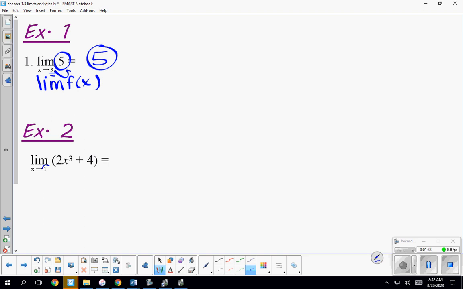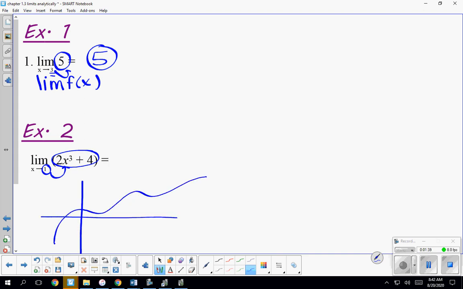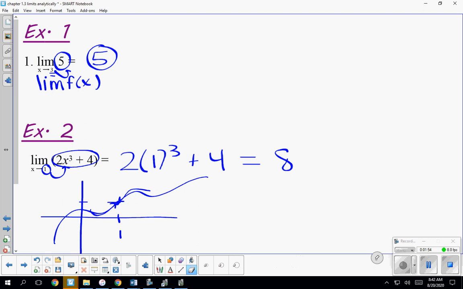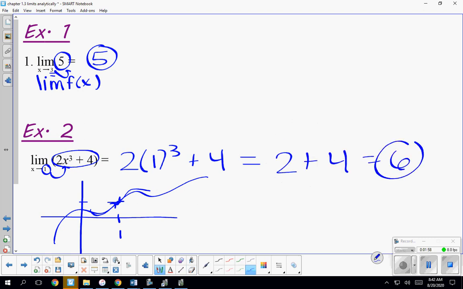A more common type of problem is example 2. Again, we want to see, can we just plug this in, right? And this is a polynomial. Polynomials are going to be continuous everywhere, so at 1, we're going to be approaching the same value as the y value. So we just try to plug it in. So this is going to be 2 times 1 to the third plus 4, or 2 plus 4, which is 6.